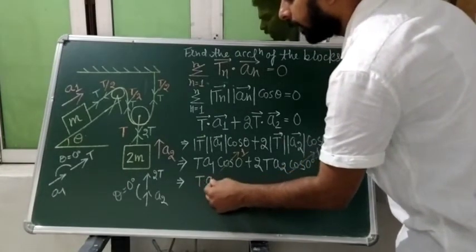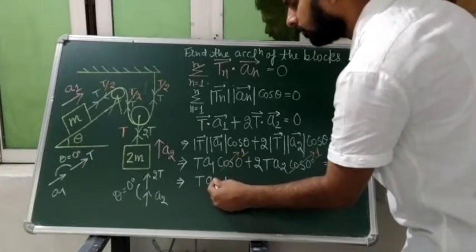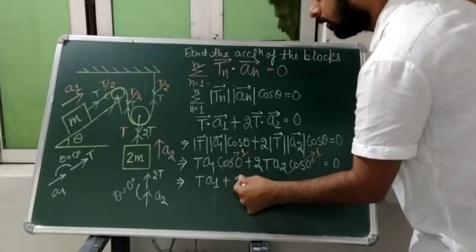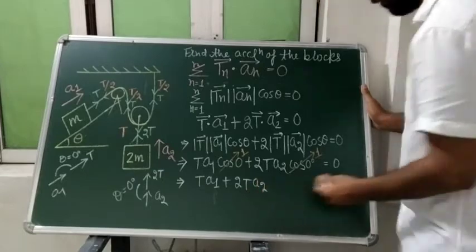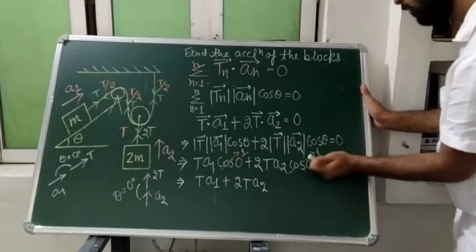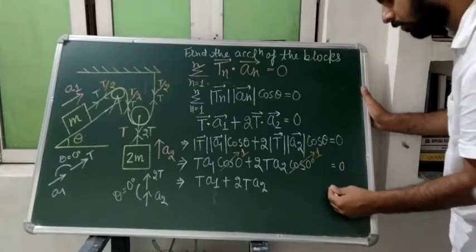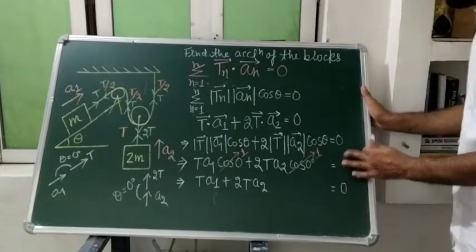So from here you will get T multiplied by A1 plus 2T multiplied by A2, that should be equal to 0. Is that?